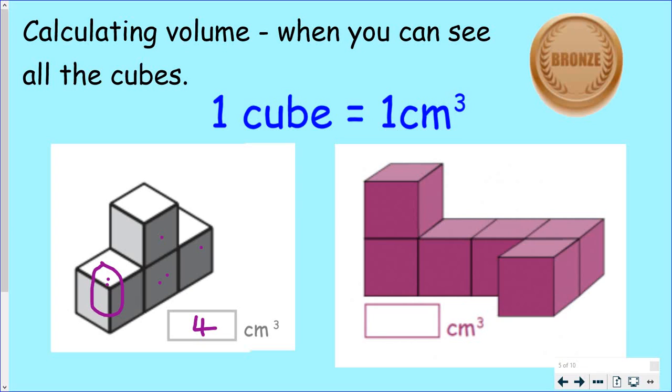Okay, but we're just looking at centimetre cubes today. So you need to remember to pop centimetres and then the little 3 above it. Okay, so the answer for this shape is 4 centimetres cubed. So let's have a look at this one.